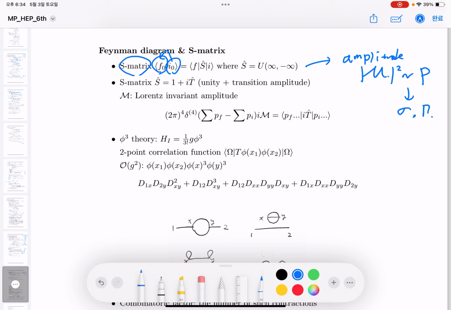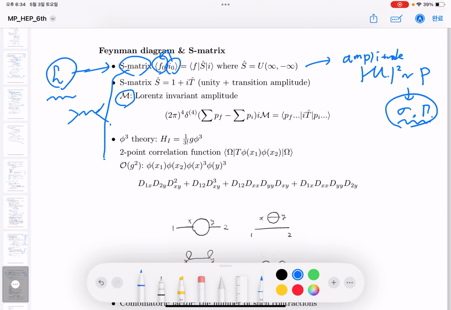If we integrate the probabilities over the phase space, this is an observed quantity in experiment, and this S matrix is determined by the theory with the given Lagrangian, so that we can test a specific theory by this observable quantity. So this S matrix can be obtained by drawing the Feynman diagram. So for the S matrix, we can define the Lorentz invariant amplitude M.